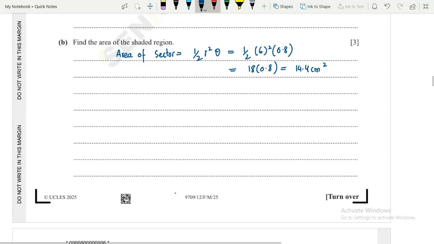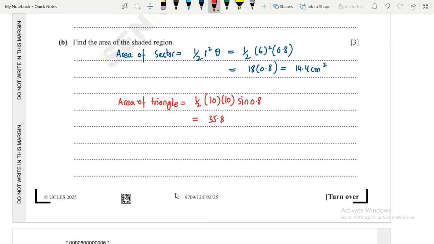Let's find the area for the whole triangle. Area of triangle will be half into the adjacent side, which will be 10 into 10, and then we have sine of 0.8. So let's calculate this as well. It becomes 100 divided by 2, 50 into sine of 0.8. It comes out to be 35.86. So this one is 35.86 cm square.